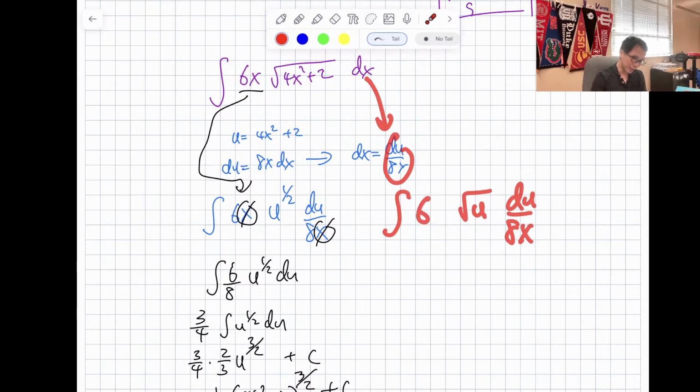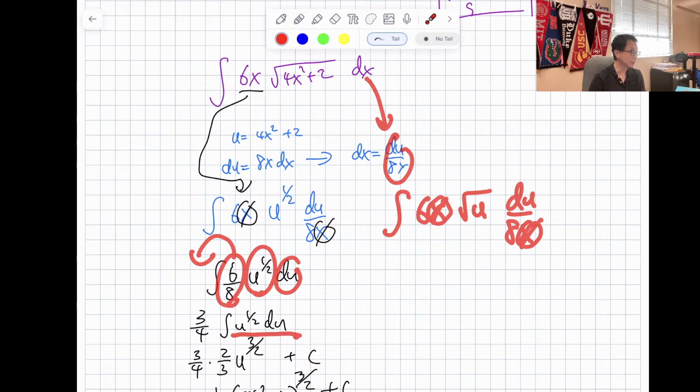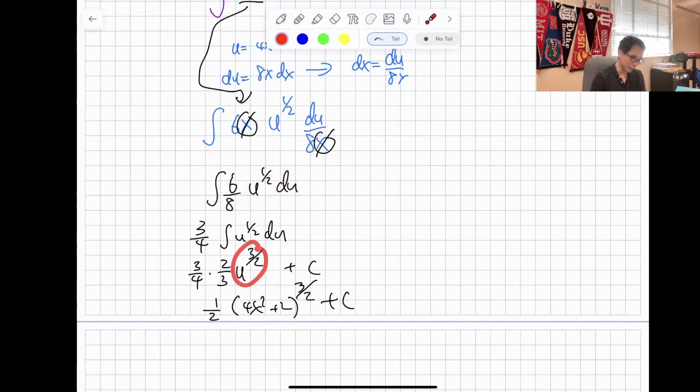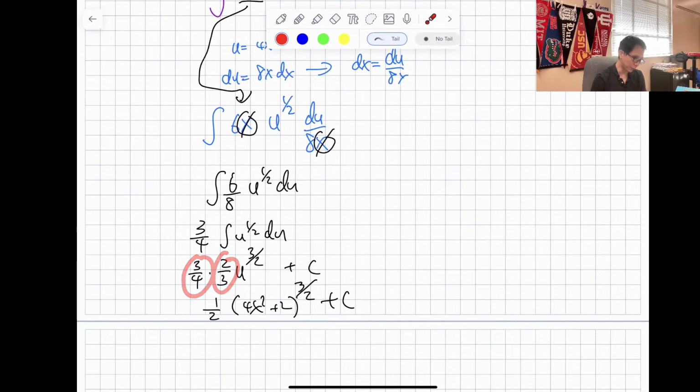Okay, so there's 6x right here, right? So what happened is this x and this x can simplify, and you're left with 6/8 of u to the 1/2 du. You have to convert everything in terms of u. Now I can take 6/8 outside and just integrate u to the 1/2. After you do that, you get u to the 3/2 times 2/3 times 3/4, because that's a constant. This can simplify down. It's going to be 1/2, so 1/2 this.